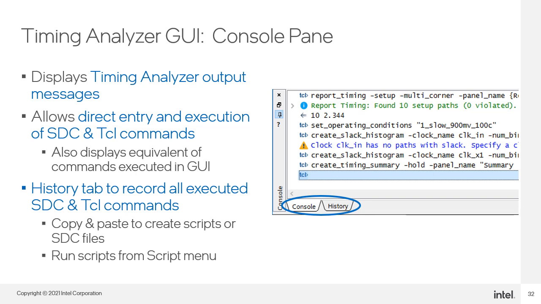Any commands that you run through the GUI will also show up in the console pane. This is a nice way to start building a script if you're not too familiar with the Timing Analyzer commands. You can run the command in the GUI, copy the results from the console pane, and then paste into a file that you'll save as a script file. The History tab in the console pane shows only the commands that were executed.